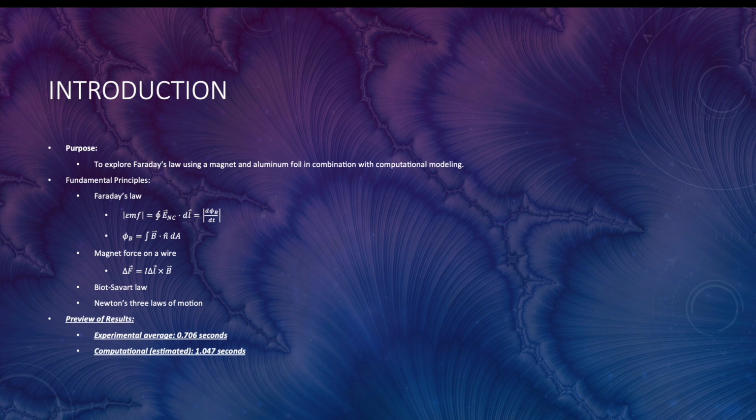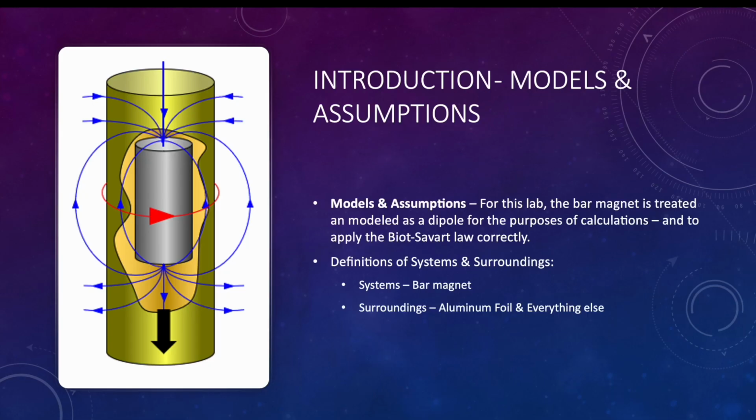The introduction for today's lab is to explore Faraday's law using a magnet and aluminum foil in combination with computational modeling. The fundamental principles used in today's lab are Faraday's law, magnetic force on a wire, the Biot-Savart law, and Newton's three laws of motion. As a preview of the results, the experimental average was 0.706 seconds, and the computational estimated average was 1.047 seconds.